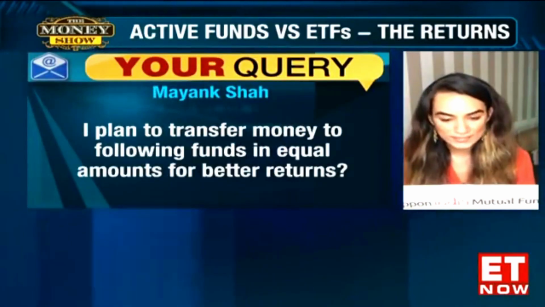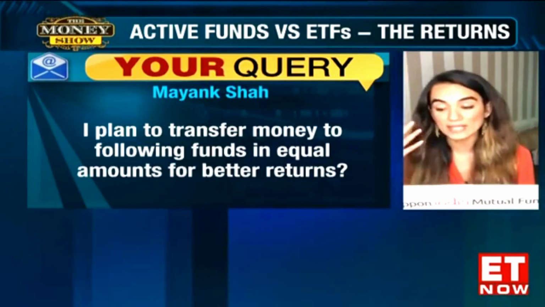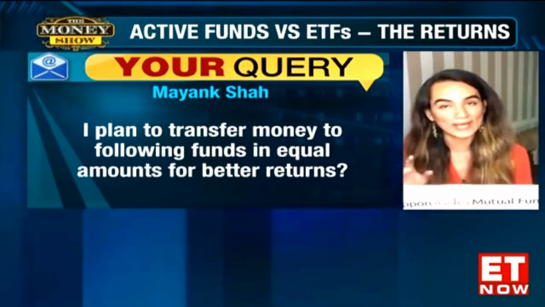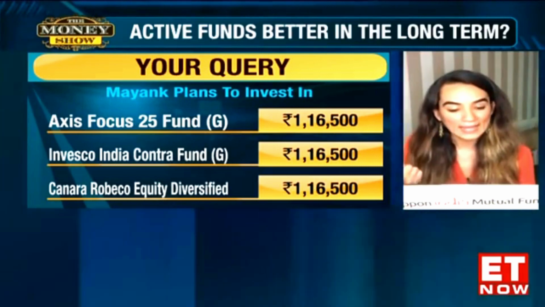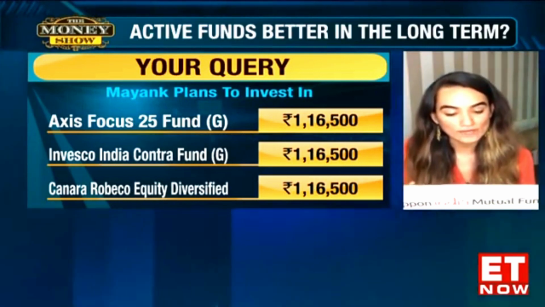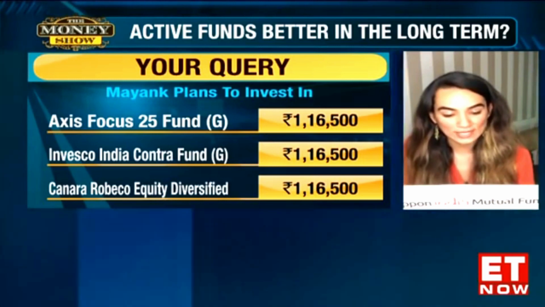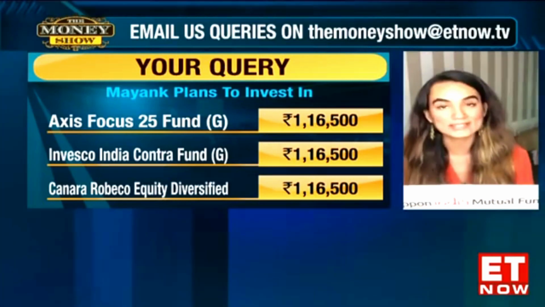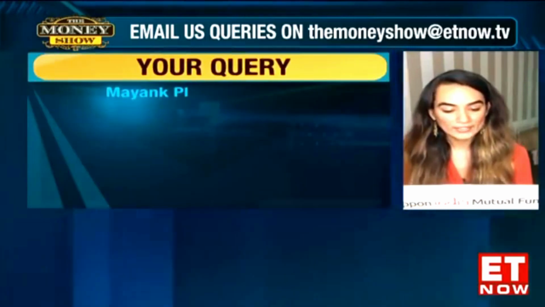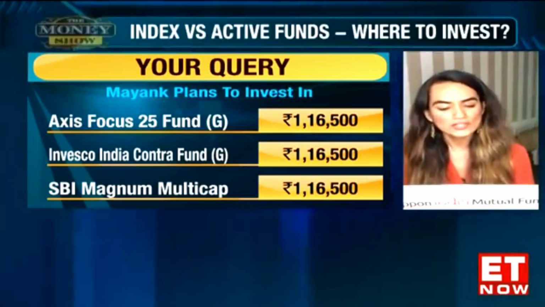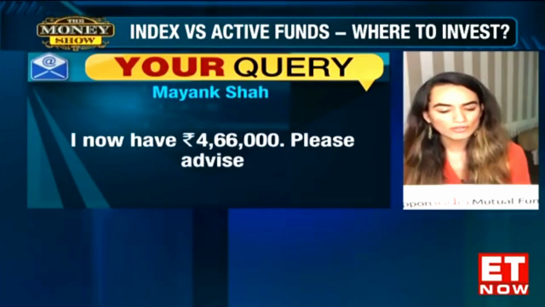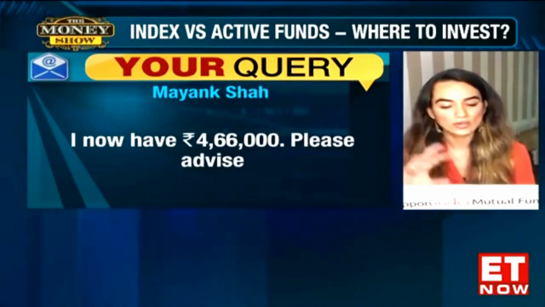Now he's asking, should he transfer this money of 4,66,000 to a few other equity funds in equal amounts for better returns. So the options he's put forward are Axis Focus 25 Fund, Invesco India Contra Fund, Canara Robeco Equity Diversified Fund, and SBI Magnum Multi-Cap Fund. Okay, so he wants to split up his 4,66,000 equally among these funds. So do you think, Anant, that's a good idea, or do you think he could perhaps even just hold on to the existing funds and maybe add on to these four funds?